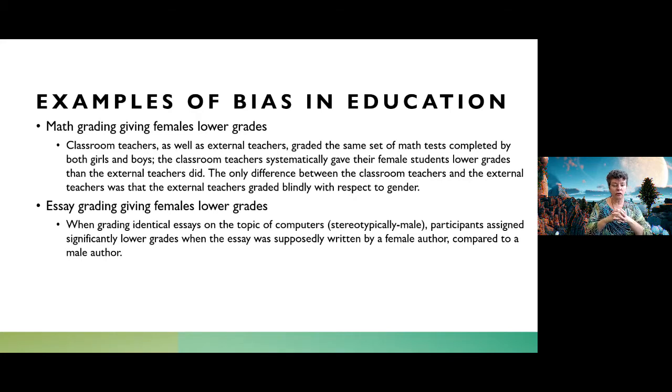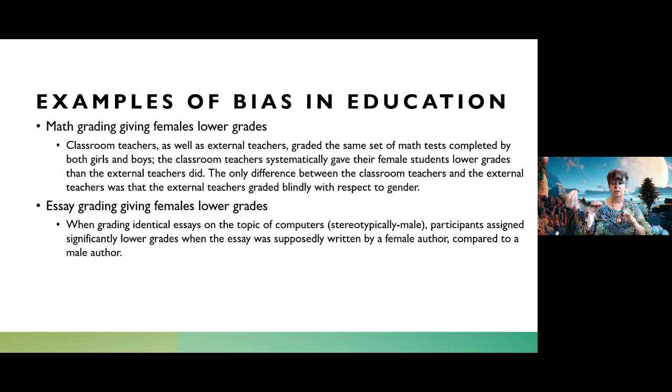The teachers in the classroom, looking at the names, systemically gave girls lower scores than the teachers outside the classroom. Now, you may be going, okay, well, they know the girl. But here's the only difference. The only difference was the outside teachers didn't get to see the names on the test. They just graded the test without seeing whose test it was. When they graded the test without seeing whose test it was, the scores came out equivalently across boys and girls.